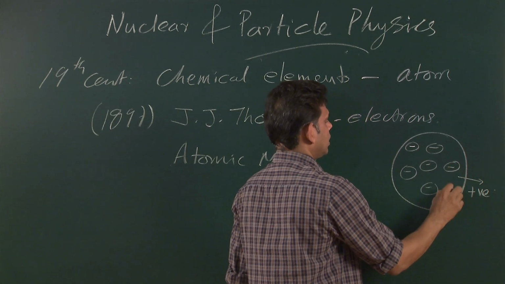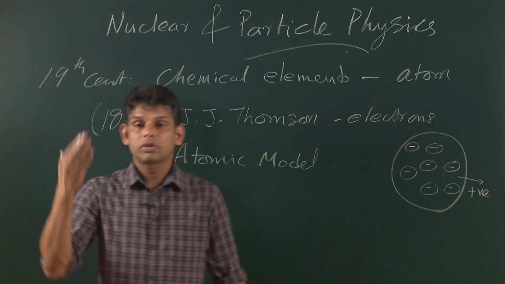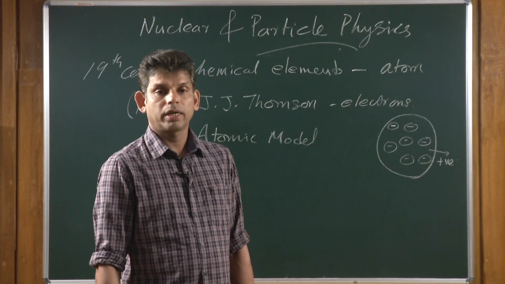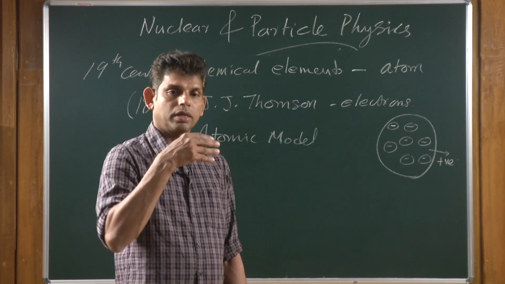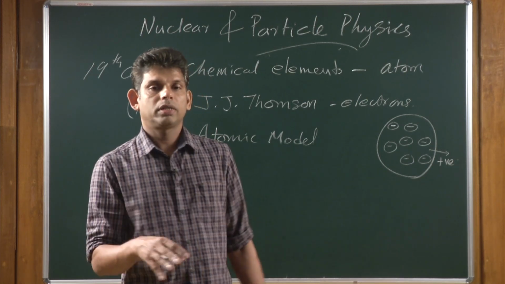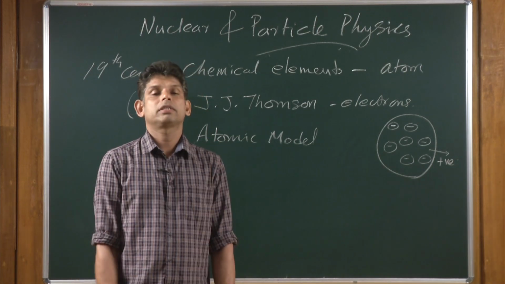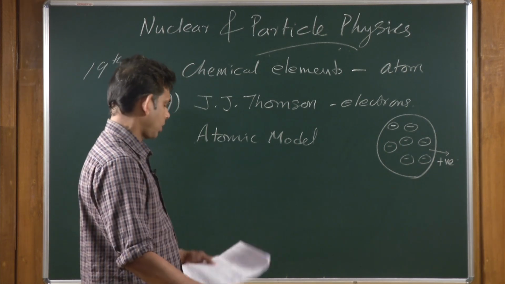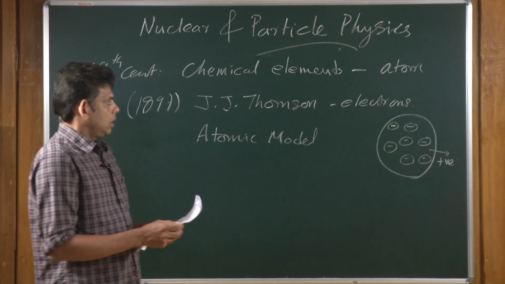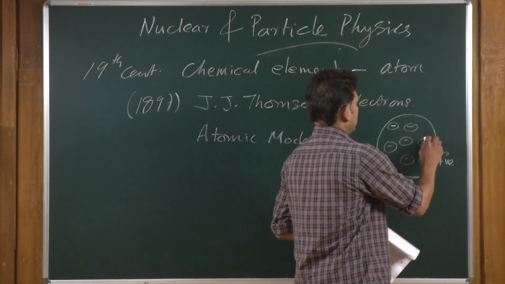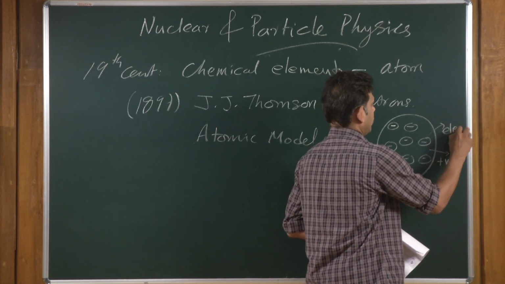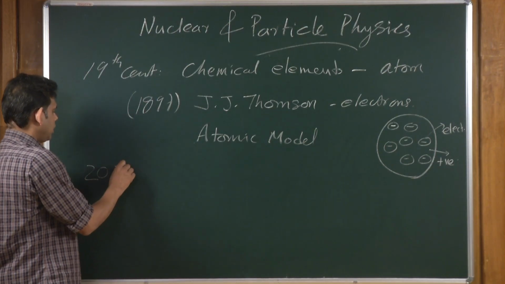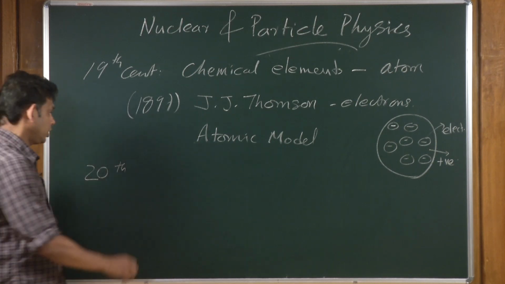So, where are these negatively charged particles that are coming out as part of the cathode ray? They are there in the atom, distributed in this positively charged matter. That is Thomson's model of an atom. So, these are the electrons.